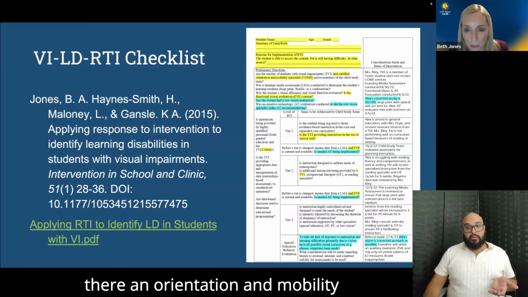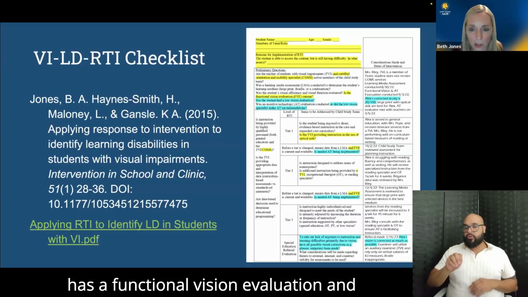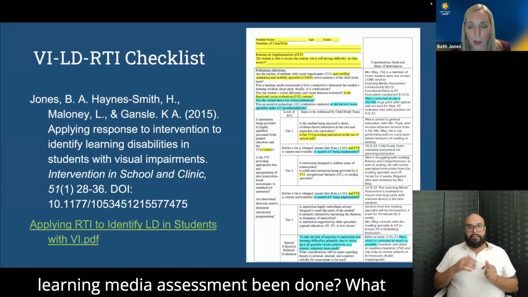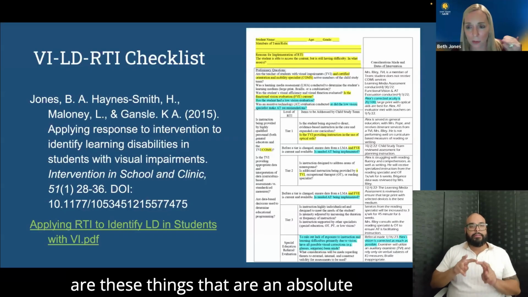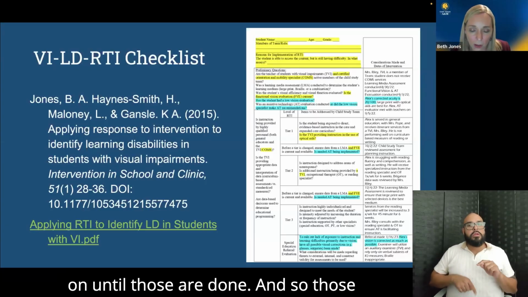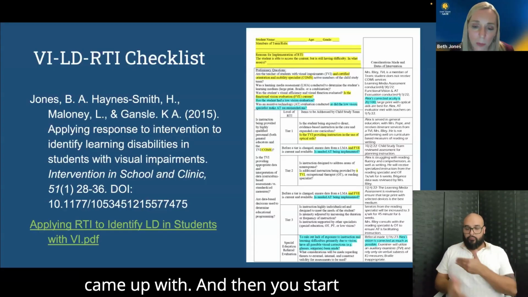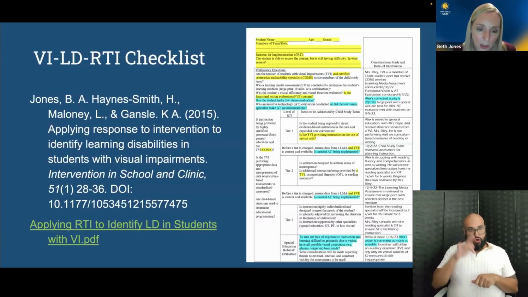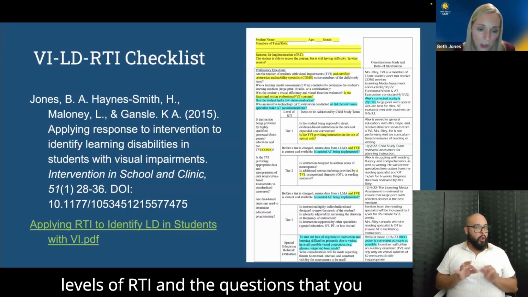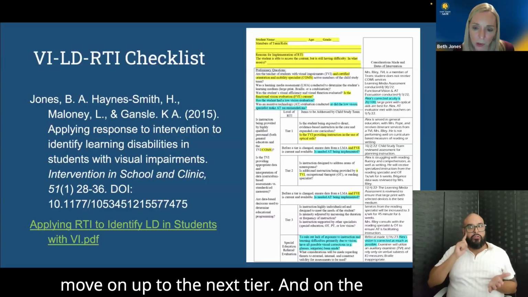Is there an orientation and mobility specialist on the team? Has a functional vision evaluation and learning media assessment been done? What are these things that are absolute must, do not pass go, do not collect $200 kind of thing. You do not go on until those are done. And so those are the things that are listed under the preliminary questions on this form that I came up with. And then you start seeing that it goes through the different levels of RTI and the questions that you could ask to just verify that this is happening for a kiddo before you move on up to the next tier.